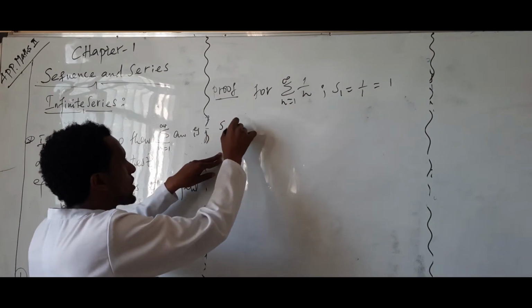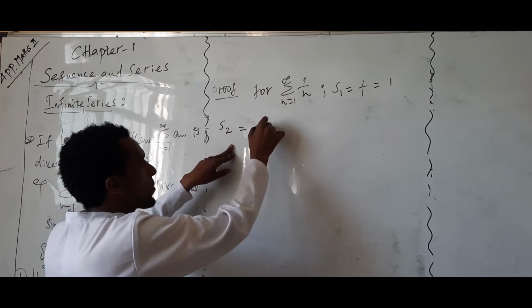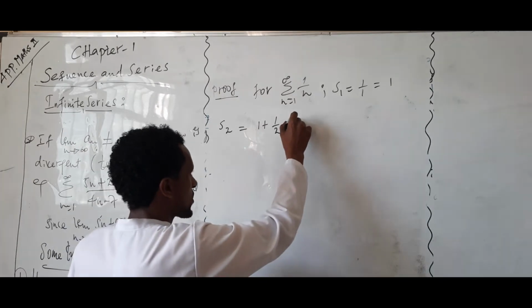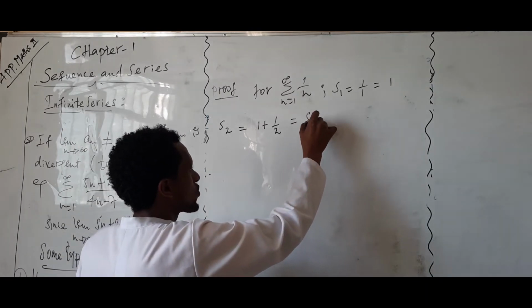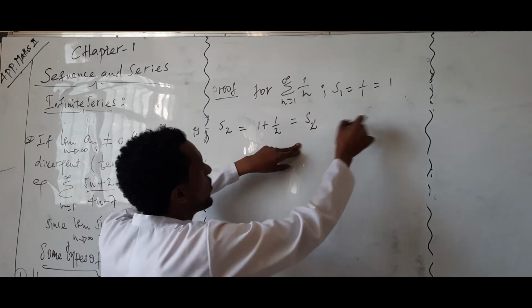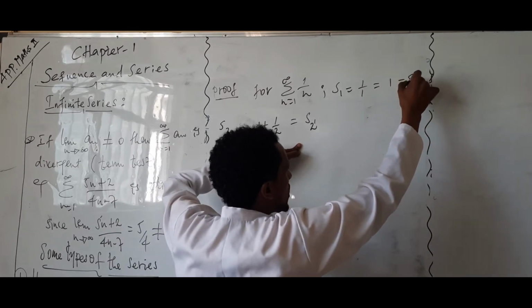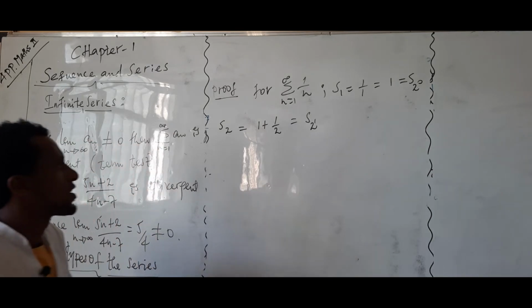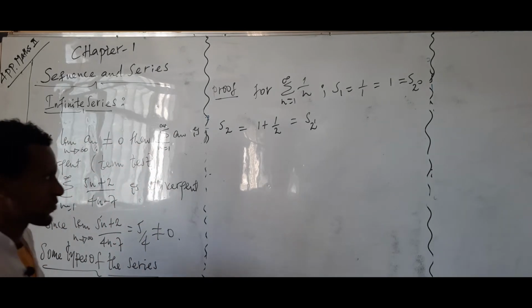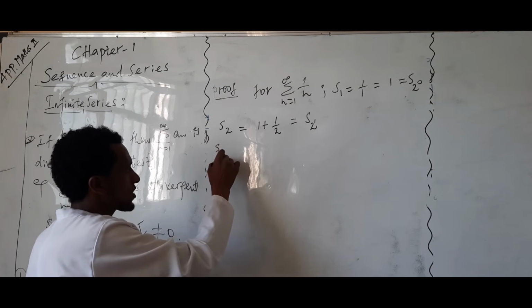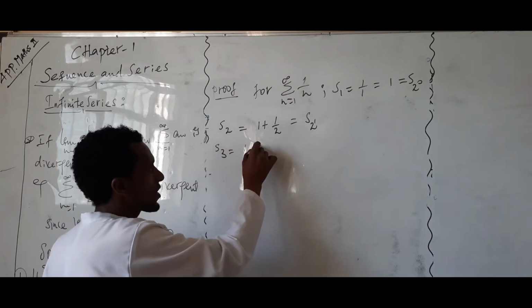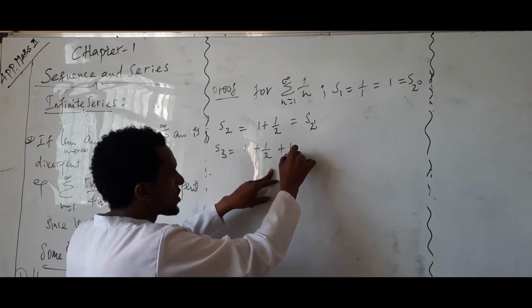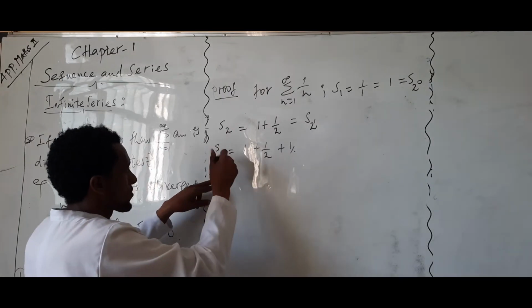S2 is equal to 1 plus 1 over 2. That is S to the power of 1 now. This is equal to S to the power of 0. S3 is equal to 1 plus 1 over 2 plus 1 over 3, say S4.